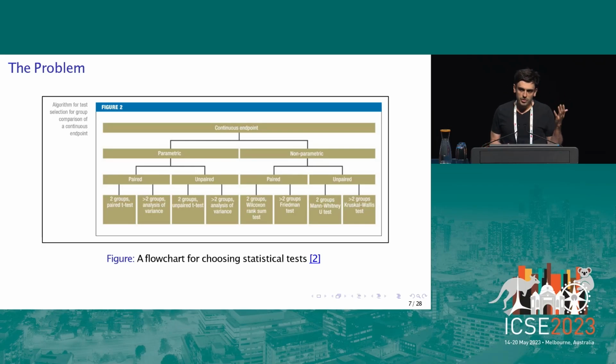And this seems to be a fairly widespread problem. This is from a medical paper where you have a decision tree to choose your statistical test. So you don't really know what it's doing, but you treat it as a black box.